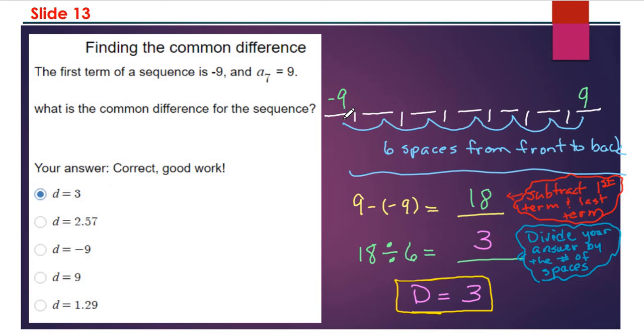Now, we're going to count. How many spaces does it take to get from -9 to the last space of 9? I'm going to count 1, 2, 3, 4, 5, 6. It takes 6 spaces to go from here all the way to the back. So the first thing I'm going to do is say 9 minus -9, and that is 18. Once you get your 18, or whatever the number is, you're going to divide this number by the number of spaces it takes to get from front to back, and you see that it is 3. So divide your answer by the number of spaces. And that is your common difference, and that is what you're looking for.